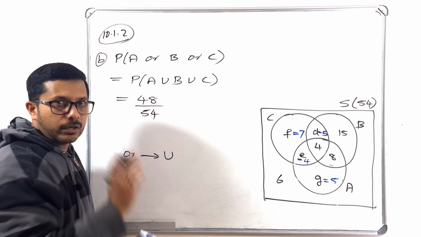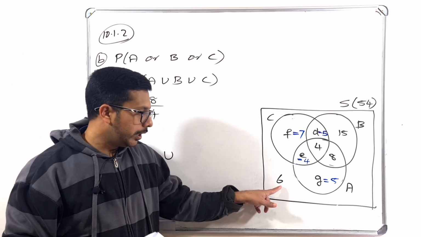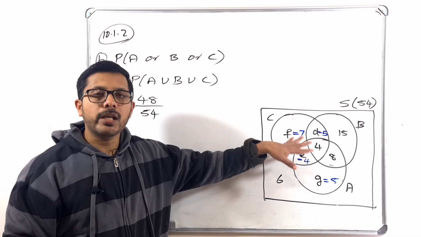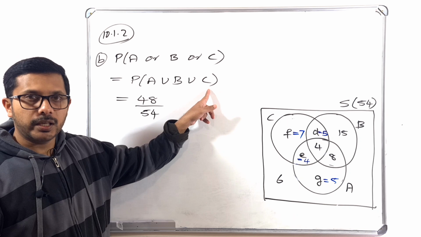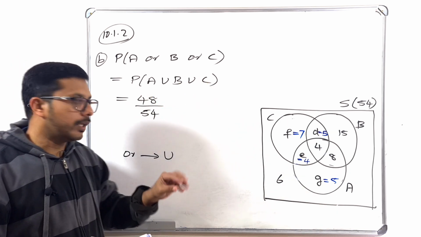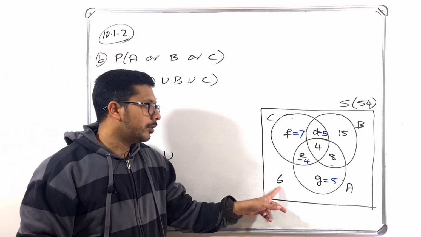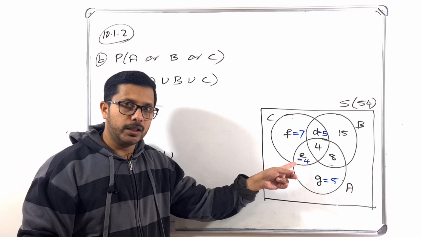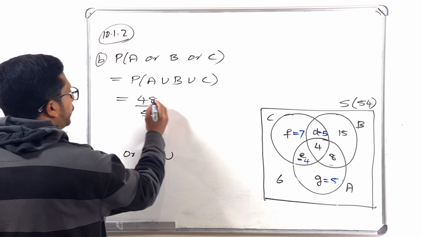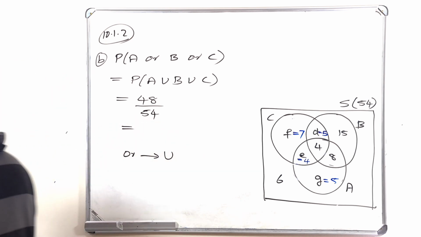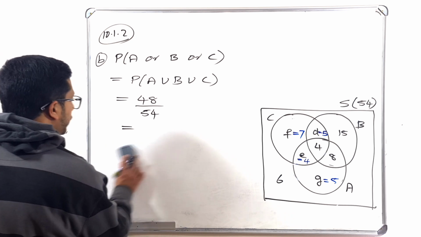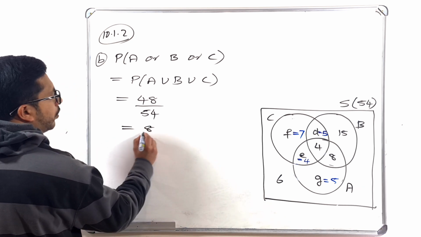54. So here when you add, you must be careful, don't include this 6. Why? Because 6 is not in A union B union C. A union B union C means all the elements in A, B, C. That is only 48 because this 6 is not inside A, B and C. So that is why 48 by 54. Now you have to simplify this. Check in your calculator what the answer is. 8 over 9. So in your calculator you will get 8 over 9.